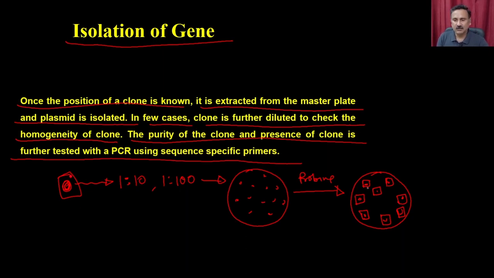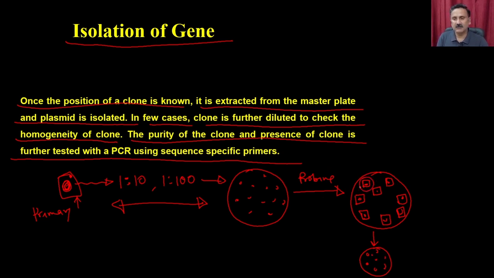So this is the primary screening through which you got this clone. Then you might have to do the secondary screening by further diluting these clones and doing the same reaction again and again. You have to repeat that until all the clones give you the signal. That is what you have to do if you want to isolate the gene.